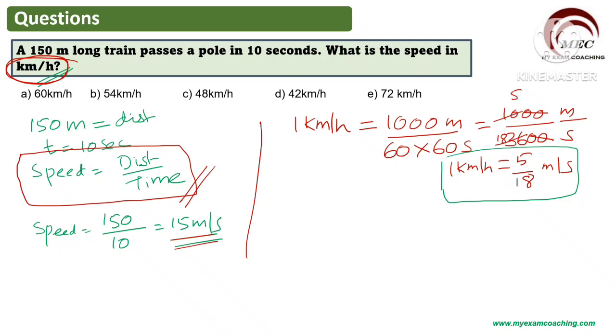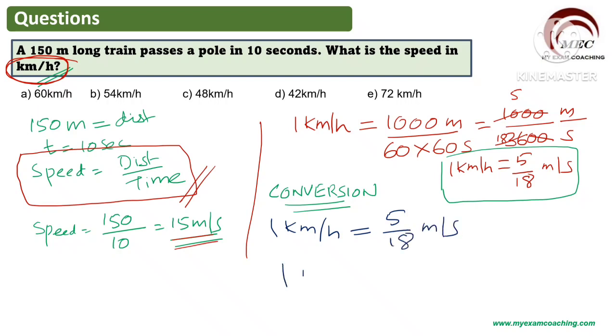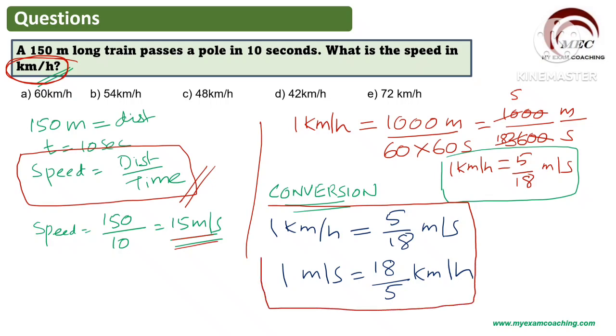Now there is a conversion. How to convert? This is very, very important. 1 kilometer per hour is equal to 5 by 18 meter per second, and 1 meter per second, when you come back, this will become reciprocal, ulta ho jayega, 18 by 5 kilometer per hour. So this is a very, very important formula for you, and you have to remember this formula before going to your exam.